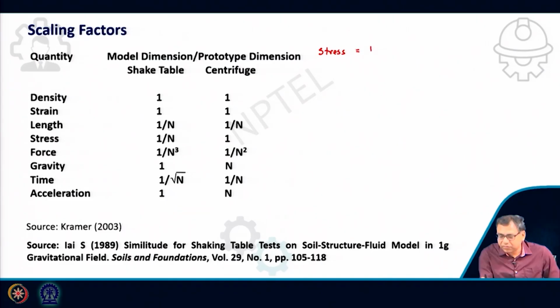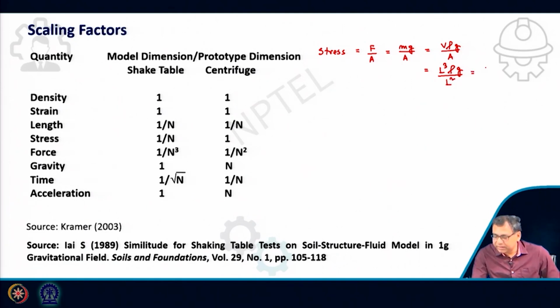Stress, we know, is force by area. Now force will be mass into acceleration, m g divided by area. What is mass? Mass is volume into density, so it is volume times rho times g divided by area. Now what is your volume? If it is L cube, length cube, rho is the density, g is the acceleration, and area is L square. So this will be L rho g, that is the stress.